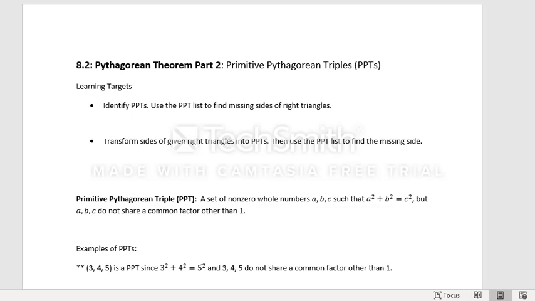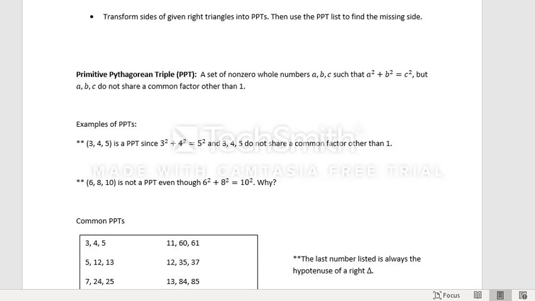Then we can use the list to find the missing side. So a PPT is a set of non-zero whole numbers a, b, and c so that they do not share a common factor other than 1. The last one we looked at had 3, 4, and 5. 3, 4, and 5 is a PPT. 3 squared plus 4 squared equals 5 squared, and they do not share a common factor. 6, 8, and 10 is still a Pythagorean triple, but it's not a PPT because they all have a common factor of 2.